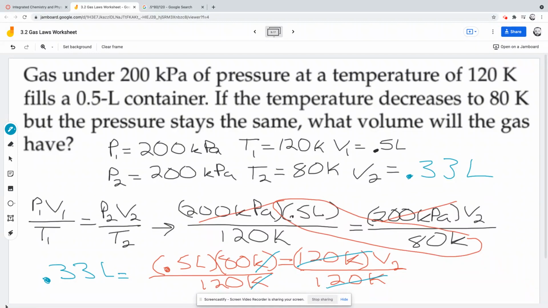Any questions on that? Now, why did Mr. Adams choose 0.33? Actually, I should have just chosen 0.3, right? You got to go with the least number of significant figures. And since this one only had one decimal place, this one should only have one significant figure. Okay, any questions on that one?